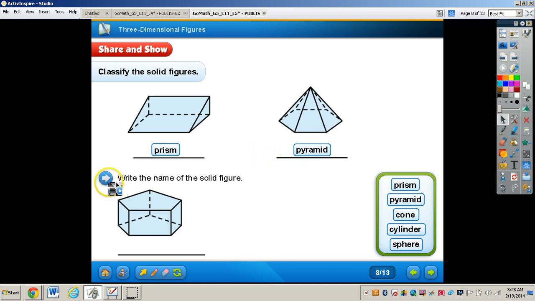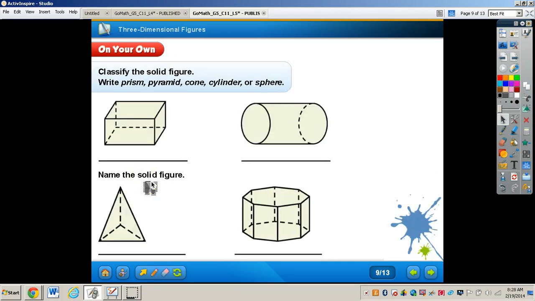Now, if we're taking a look at this solid figure here, we can write the name of the solid figure. First of all, we see that it has a base of a pentagon. So we could say that this is a pentagonal prism. Now, what I want you to do are these problems in your book, and when you press play, I'll have the answers for you.